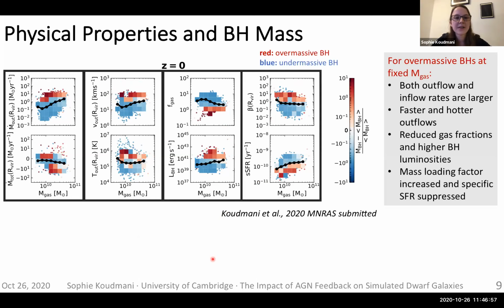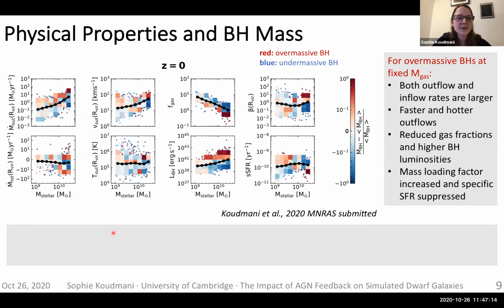So this is now for the overmassive black holes at fixed gas mass, but we wanted to see whether we would observe similar effects for overmassive black holes at fixed stellar mass, even though, as you might remember from the previous plot, the relationship was quite a bit tighter. So this is now the equivalent plot, plotting the same quantities, but against stellar mass and color coding according to the offsets from the black hole mass stellar mass relation. So broadly, we do recover similar trends.